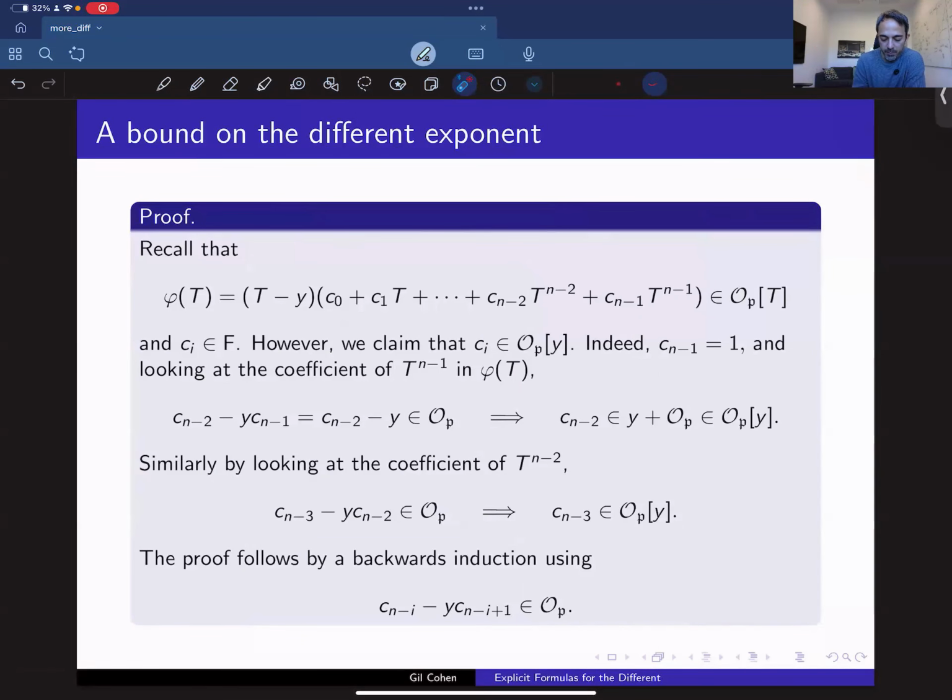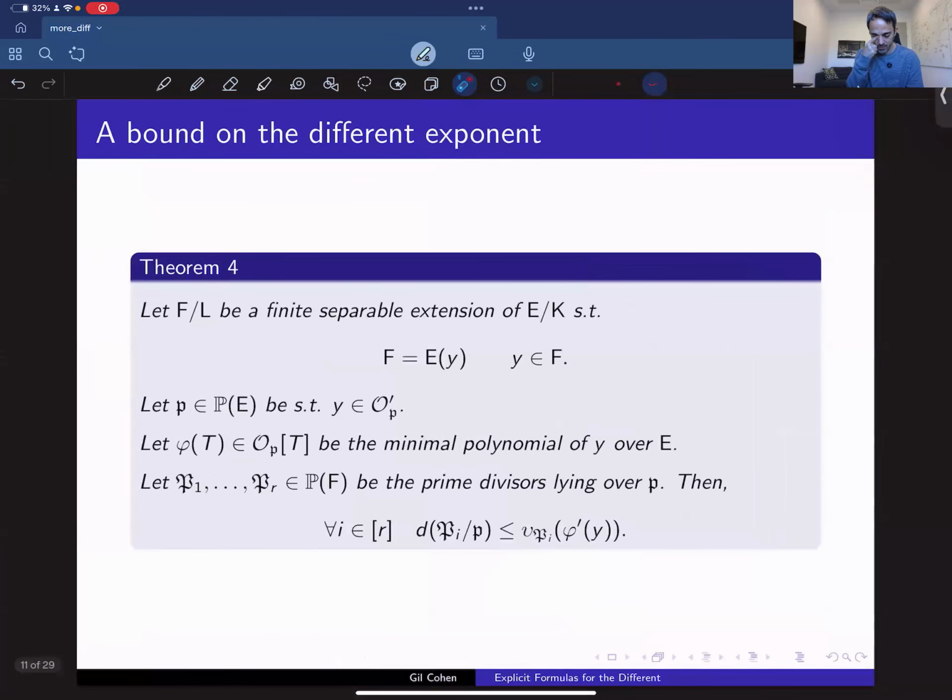Okay, so let's see. The proof starts by, again, factoring phi of t as t minus y times this remaining part. And recall that phi is a polynomial over OP, right? That's our assumption. The assumption was that phi is in OP[t]. It follows from the fact that y is in O prime p. Recall that to say that y is integral over OP means that the minimal polynomial has its coefficients in OP.